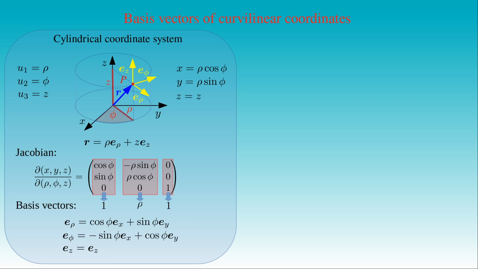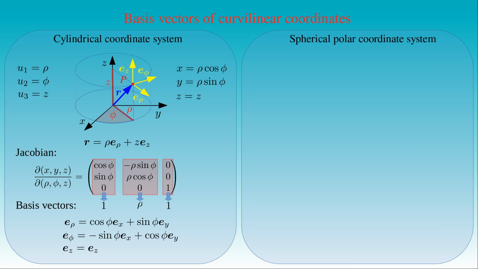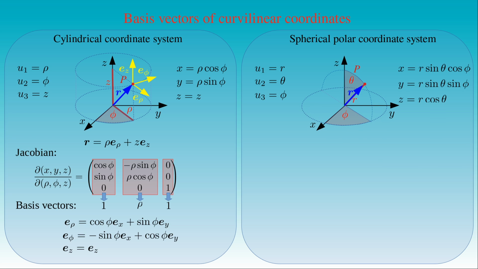We can follow the same procedure for the spherical polar coordinates. Here the curvilinear coordinates u1, u2, and u3 are r, theta, and phi, with the definitions in this figure. The coordinate transformations are somewhat more complicated than in the case of the cylindrical coordinates. The basis vector e_r is the unit tangent of the r line at the point P. The basis vector e_theta is the unit tangent of the theta line at the point P. And the basis vector e_phi is the unit vector of the phi line at the point P. The form of the position vector is simply r times e_r.